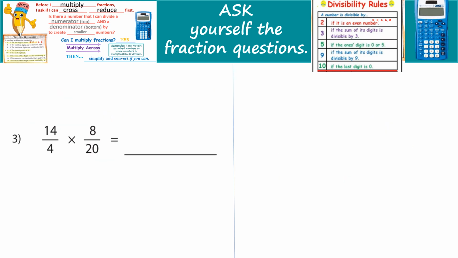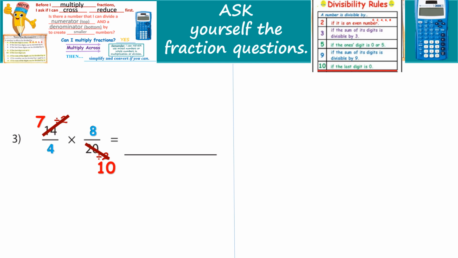Sometimes they'll give us some that we have to look at all of the options when we are reducing. So when I go to cross reducing for question 3, we're going to look at this in a couple different ways. But notice I have 14 and 20, so I'm going to start back with my divisibility of 2 because they're both even. So 2 will go into 14 how many times? Well, that's a 7. And 2 will go into 20 how many times? Well, that'll go in 10 times.